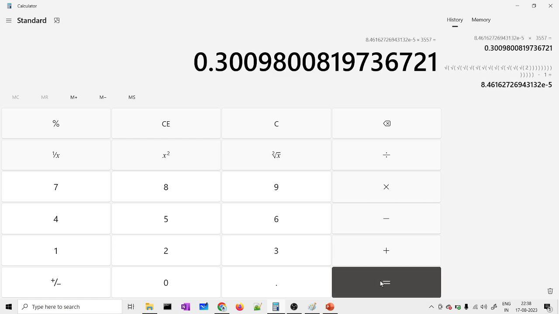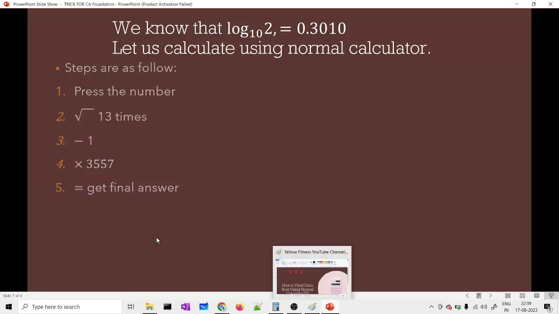So what was the expected answer? That was 0.3010. And if you approximate this to 4 digits, you get the same answer, 0.3010. So let us recap the steps again. The steps are: write the number, press the square root sign 13 times, then minus 1, then multiply it with 3557 and at the end press equal to.